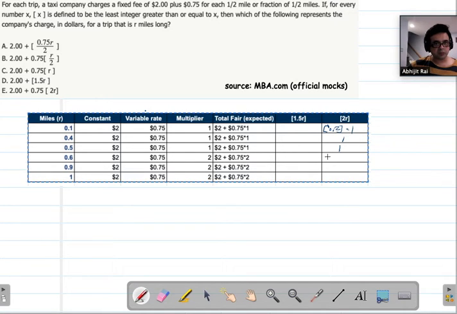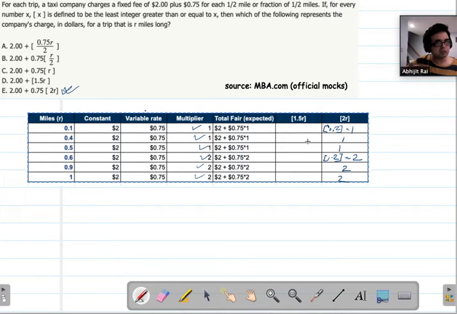Least integer of 1.2, right? So let's write it down. 1.2, this is greater than 1 already. So least integer greater than 1.2 is 2, right? 1 is actually less than 1.2, so we can't have 1 here. 0.9 would be 1.8, so again it will be 2, and for 1 it will be 1 multiplied by 2, so it will be 2. Now you see the multipliers match. So wherever we see 2r, that is the right answer choice, which is E.